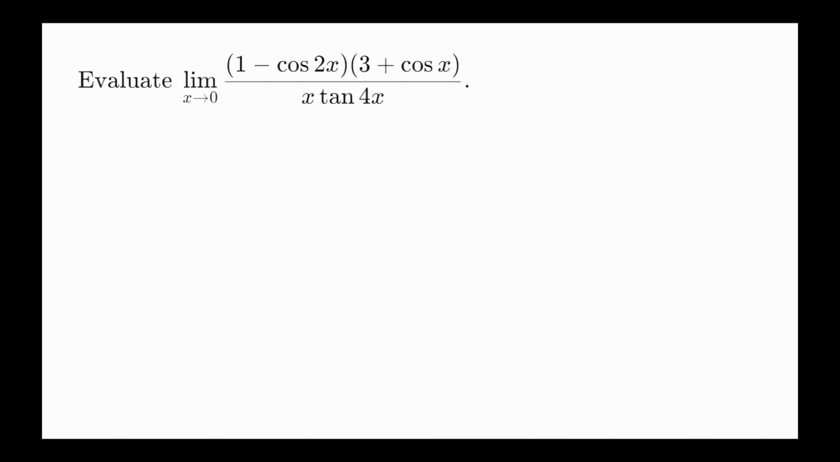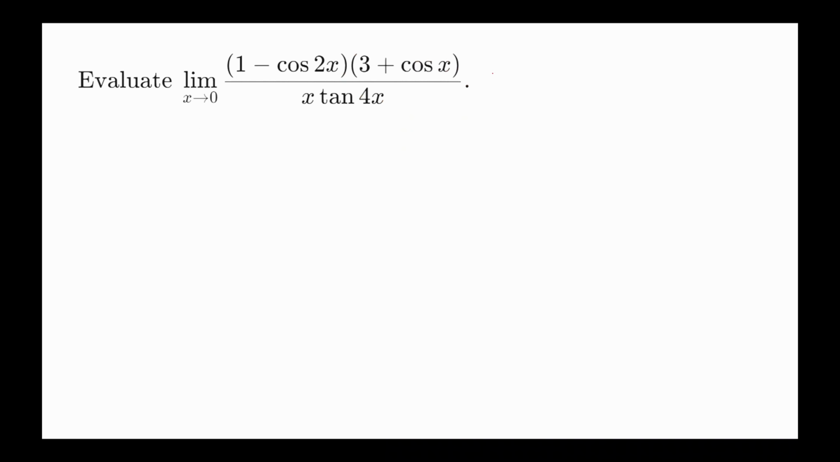Let's look at this question. What has been given to us? Evaluate the limit as x tends to 0 of (1 minus cos 2x)(3 plus cos x) upon x tan 4x. So what is our first thing that we are going to do? We are going to put 0 in this entire expression.